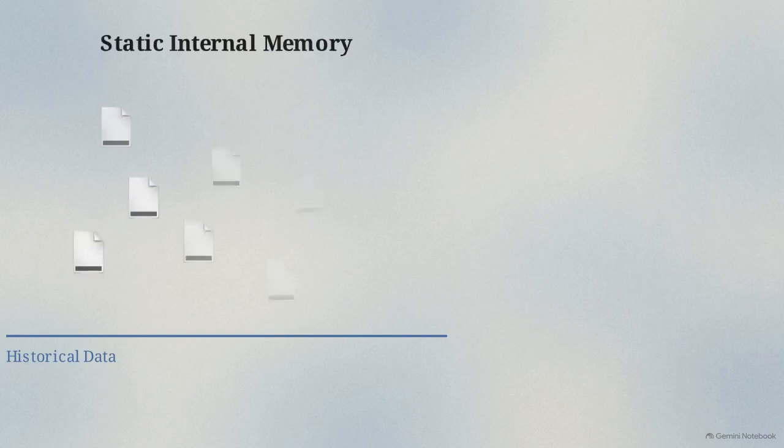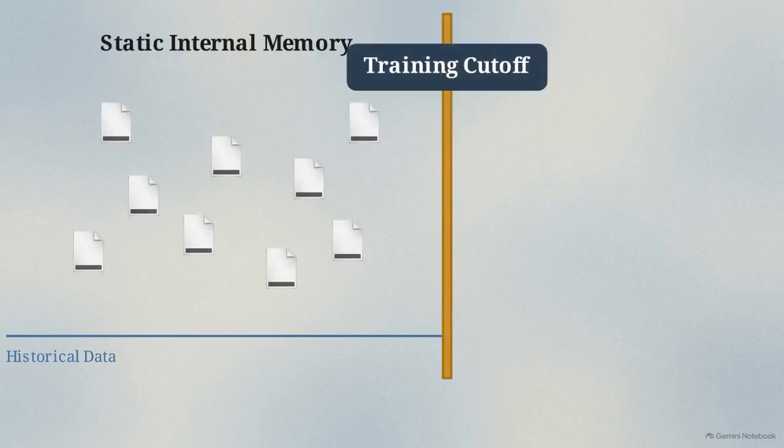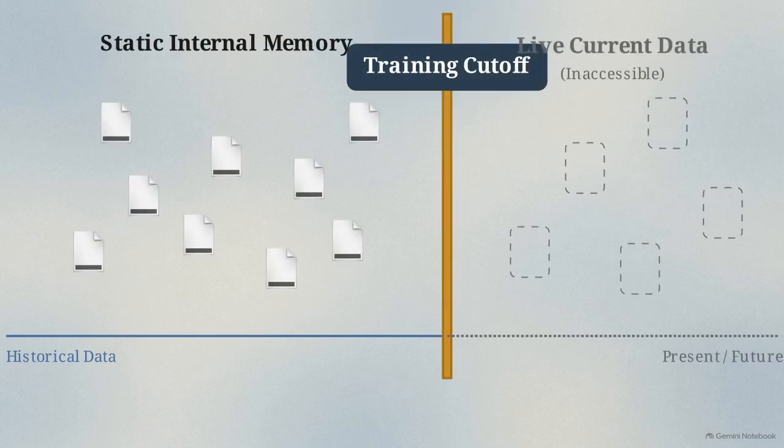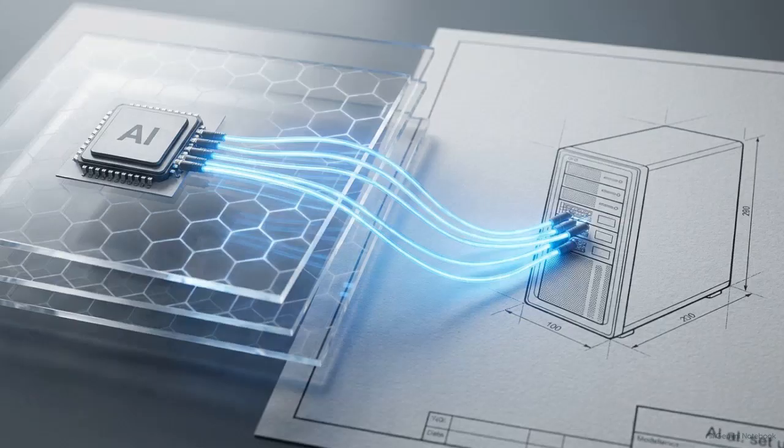RAG became the industry standard because it addresses a significant limitation. Large language models are limited by their training cutoff dates. By searching a live database, the AI can supplement its static memory with fresh, relevant facts.